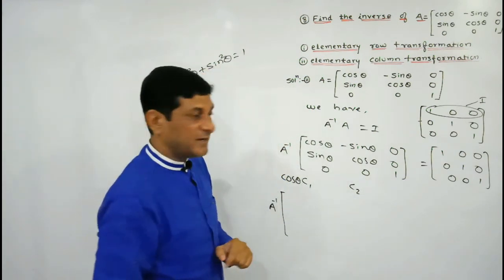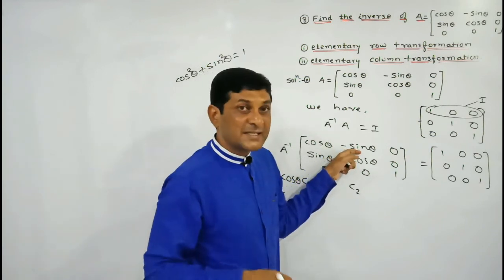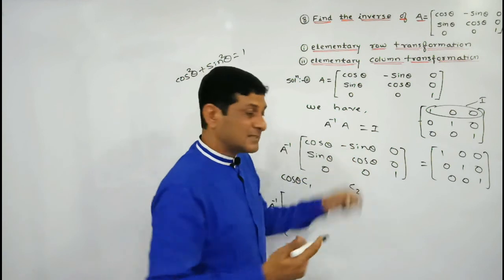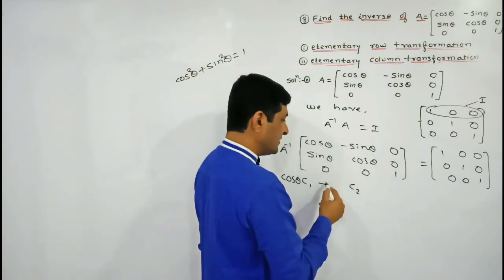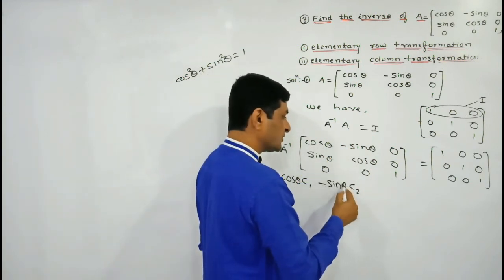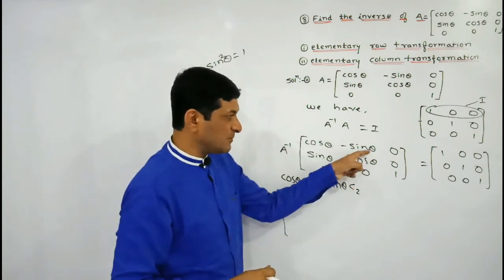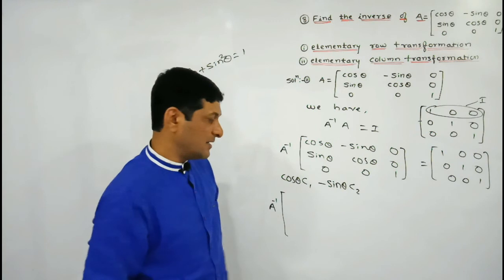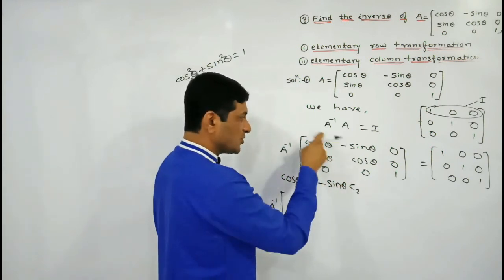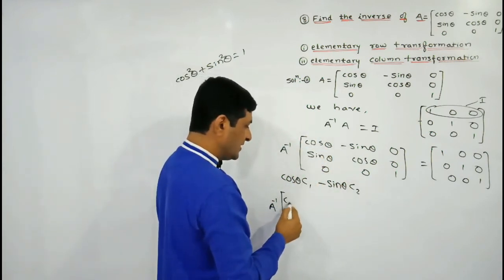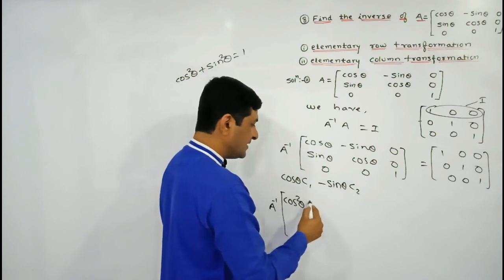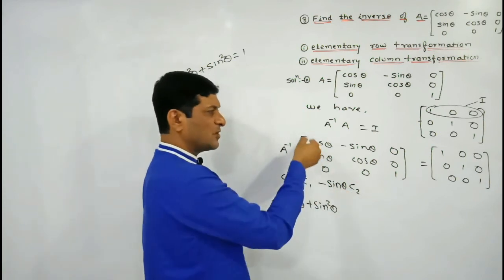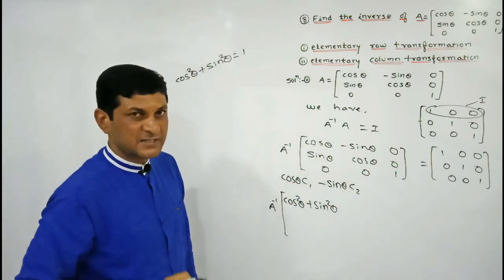So what is the second required term? Plus sin square theta. As it stands in C2, minus sin theta is there. If I am multiplying minus sin theta by minus sin theta, minus sin into minus sin will become plus sin square theta. So can I say that according to this operation, this element will become cos square theta plus sin square theta, isn't it? Especially, this operation we have performed to get cos square theta plus sin square theta here.